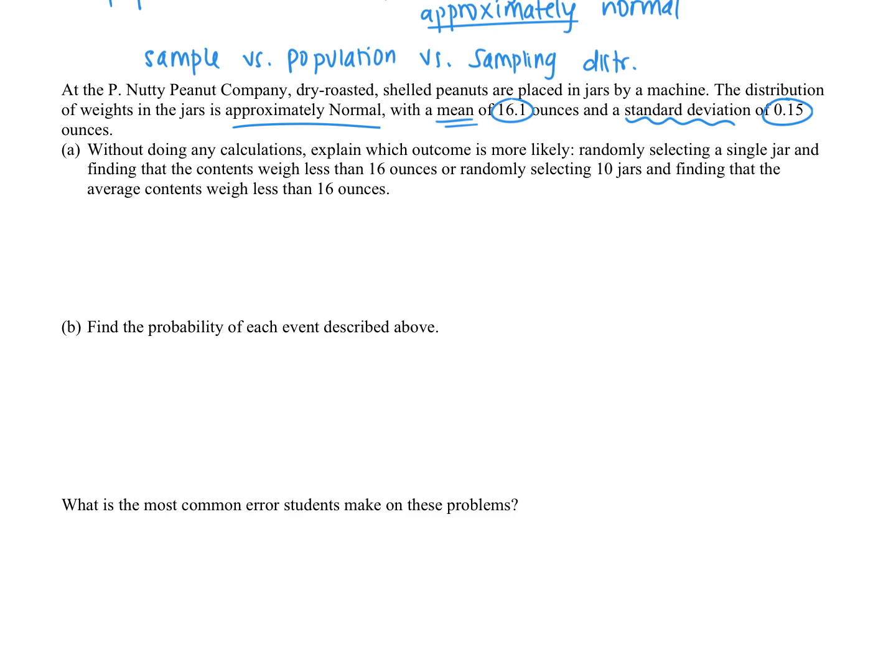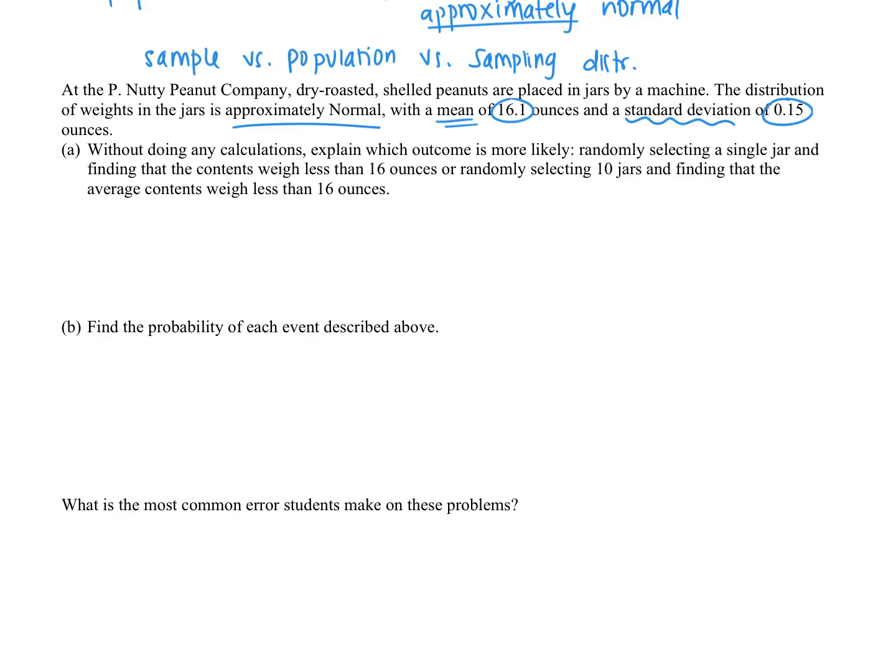Luke, thank you. Okay. I'm going to say a single jar that's less, because you have to be consistently pulling ones that, if you're selecting 10 for them to average out to be less, a good portion of them will have to be less, and you also have to not get any outliers in the too high direction. It's a lot harder to get an average of less than 16 for 10 than just pulling one that weighs less. Do you guys agree? Yeah.